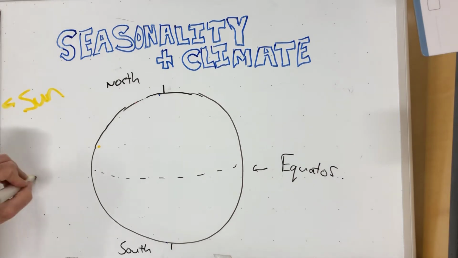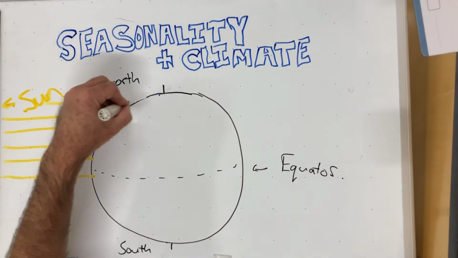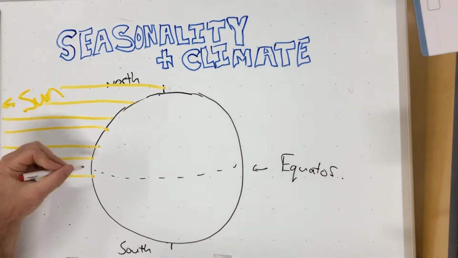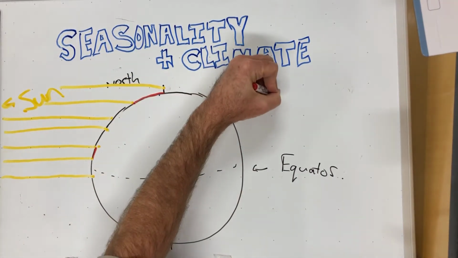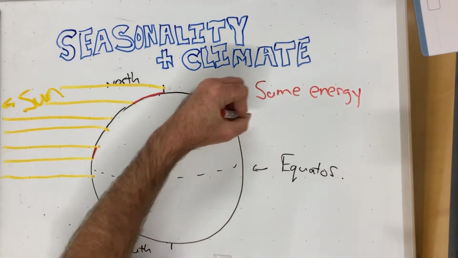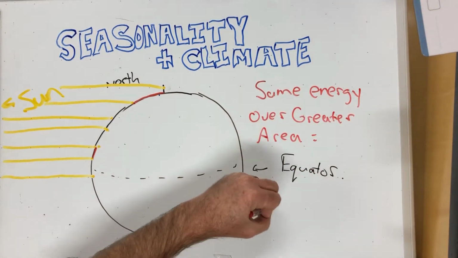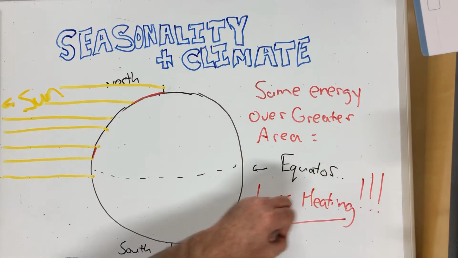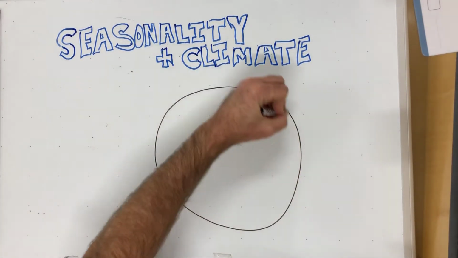93 million miles away out in space is the sun, and it is sending energy to us all the time. That energy is basically rays, and those rays will hit the Earth's surface at different angles. And notice where they hit the Earth directly, the energy is concentrated in a small area, and where they hit the Earth near the poles, the energy is spread out. So you get the same energy over a greater area at the poles, which is why the poles don't heat up as much.